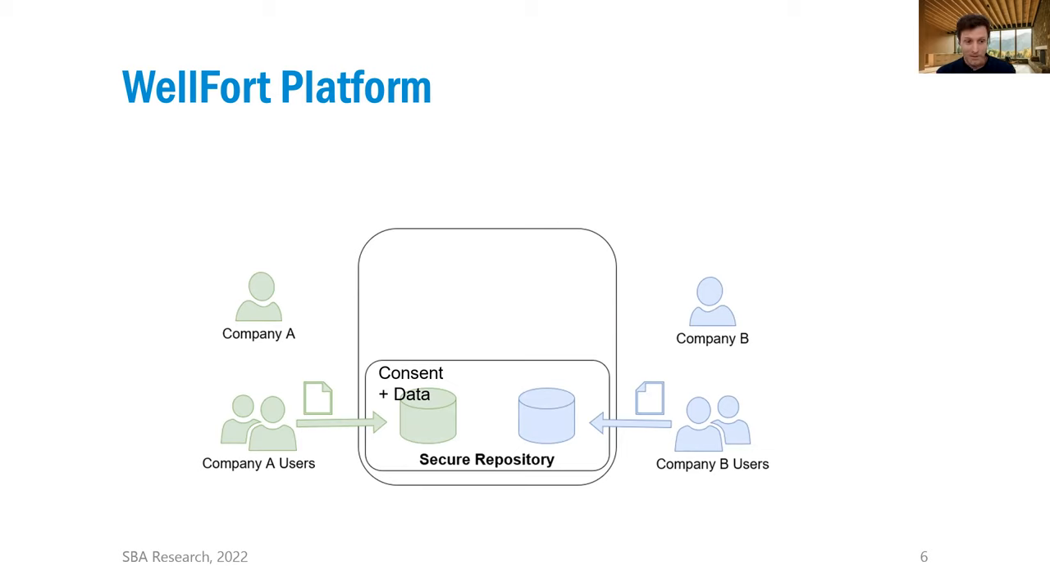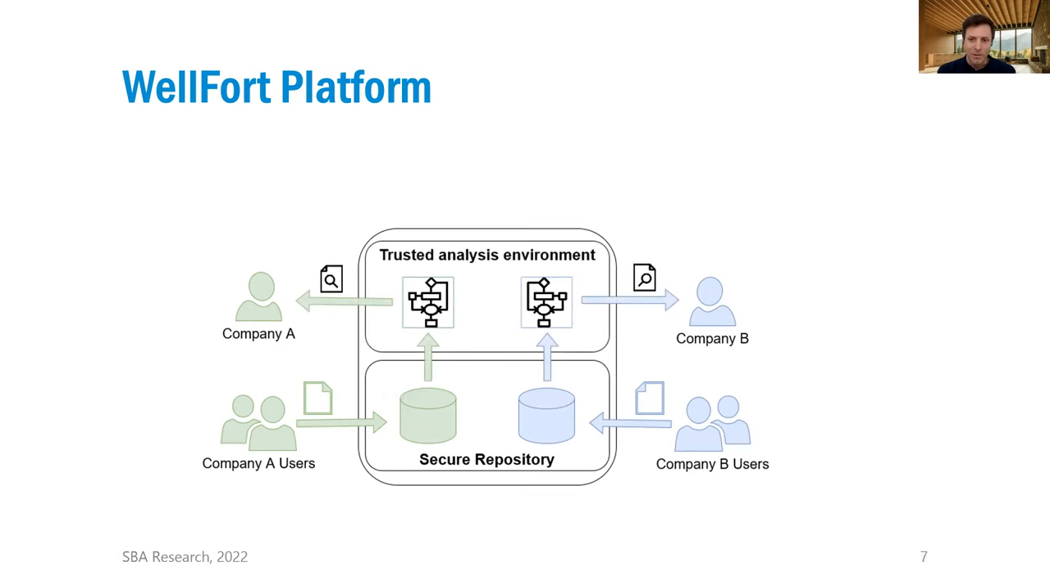And now if a company wants to analyze this data, they will never get direct access to this raw repository, but instead they have to come up with an experiment plan. There they state what's the purpose, what the processing is going to be, and then the platform can automatically do a matchmaking and check where consent is available for this specific purpose, and then create a trusted analysis environment.